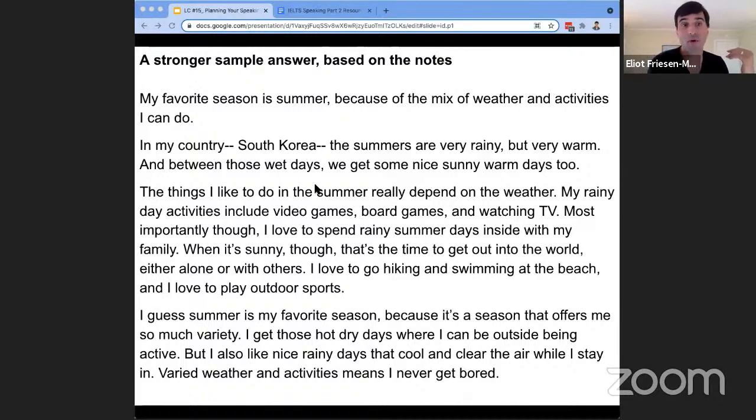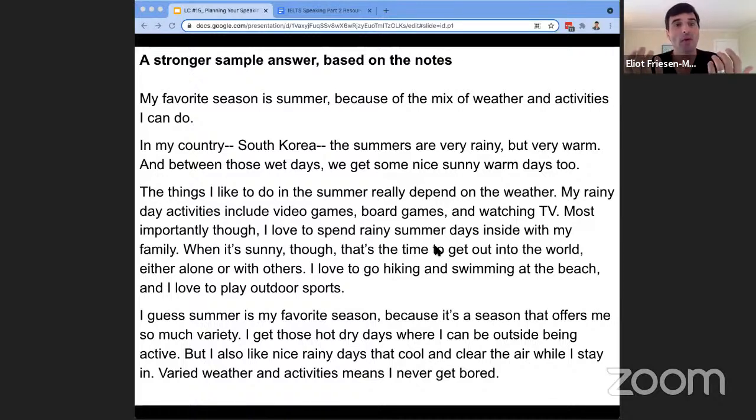There are other types of cards where you're going to maybe not go into as much depth on the third bullet point, but then you're going to have to go into more depth in the last part. So you'll have to be thinking on your feet a little bit as you go to this. This particular response goes into some depth about the third bullet point. The things I like to do in the summer really depend on the weather. My rainy day activities include video games, board games, watching TV. Most importantly, though, I love to spend rainy summer days inside with my family. When it's sunny, though, that's the time I get out into the world, either alone or with others. I go hiking and swimming at the beach, and I love to play outdoors.